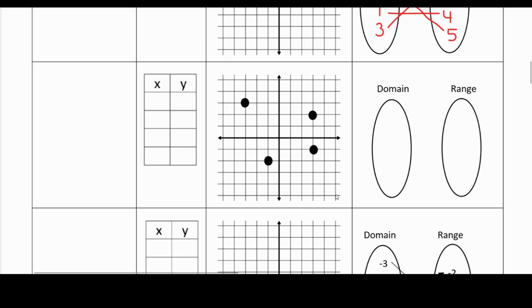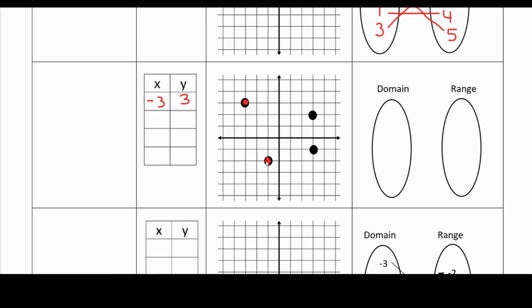The next one, I start off with a graph, and I need to represent that as a list of ordered pairs, as a table, and as a mapping. No problem. Let's start with the first point right here. If you remember, we learned how to identify points. So to the left, 1, 2, 3. So this would be negative 3. Then I'm going to go up, 1, 2, 3.